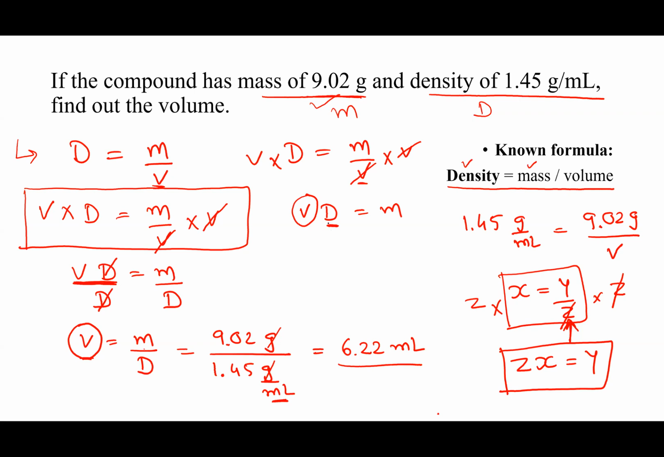Because the D is in a numerator, we are going to divide by D on the left side and the right side of the equation. If we have D on the numerator and denominator, of course, we can cancel out. That's how we get our final formula, which is V equal to M over D. And now we have the value for M, which we plug in here. We have the value for D, which we plug in here. Now you're simply doing the math, 9.02 divided by 1.45. And that's how you get 6.22.